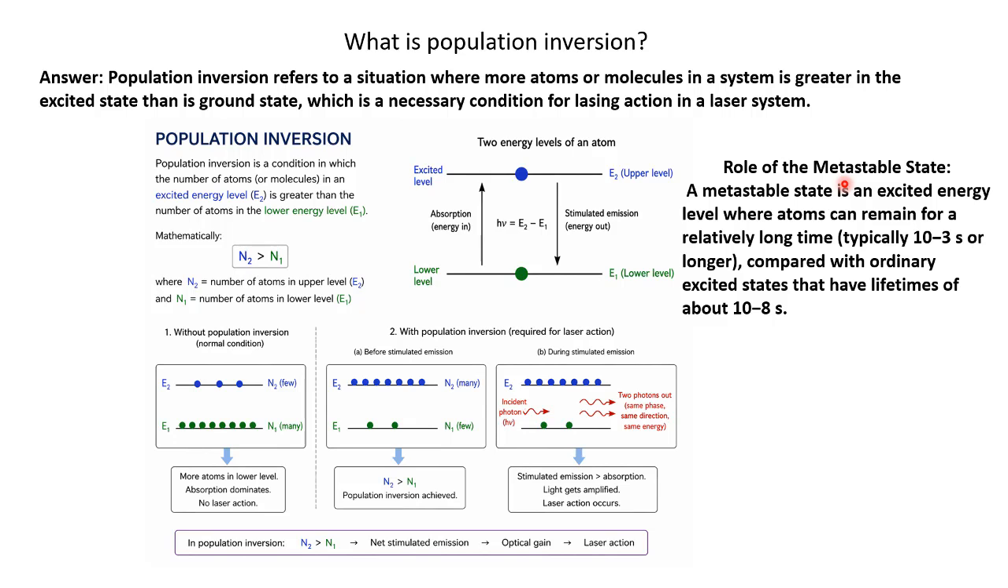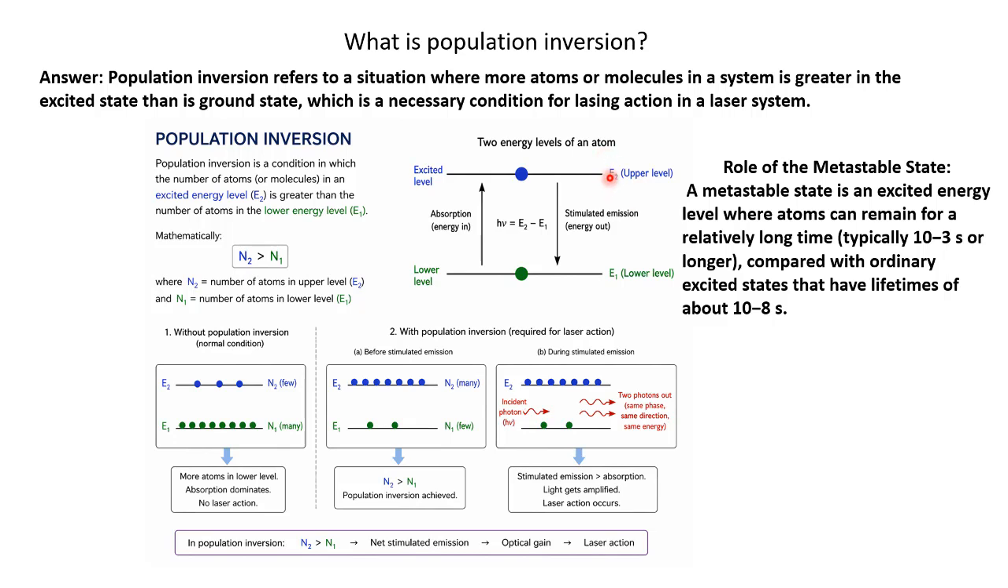So what is a metastable state? A metastable state is an excited energy level where atoms can remain for a relatively longer time, typically 10 raised to minus 3 seconds or longer, between 10 raised to 3 to 10 raised to 6, compared with ordinary excited states that have a lifetime of about 10 raised to minus 8 seconds.